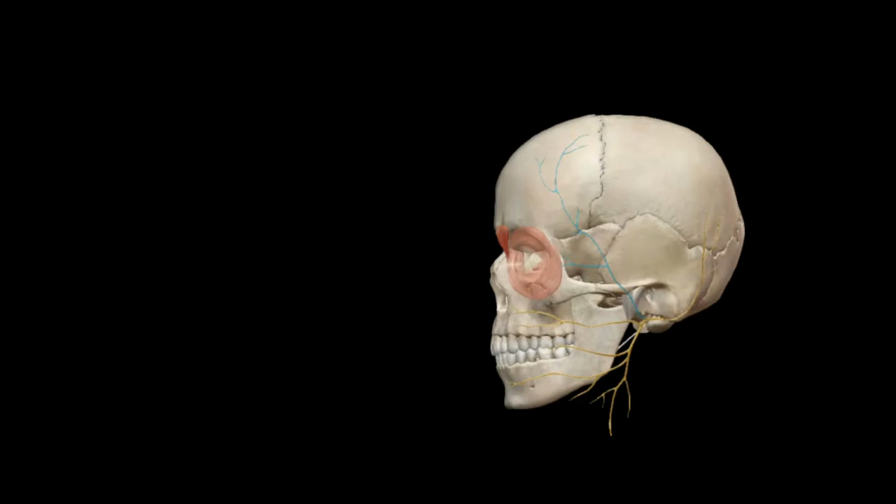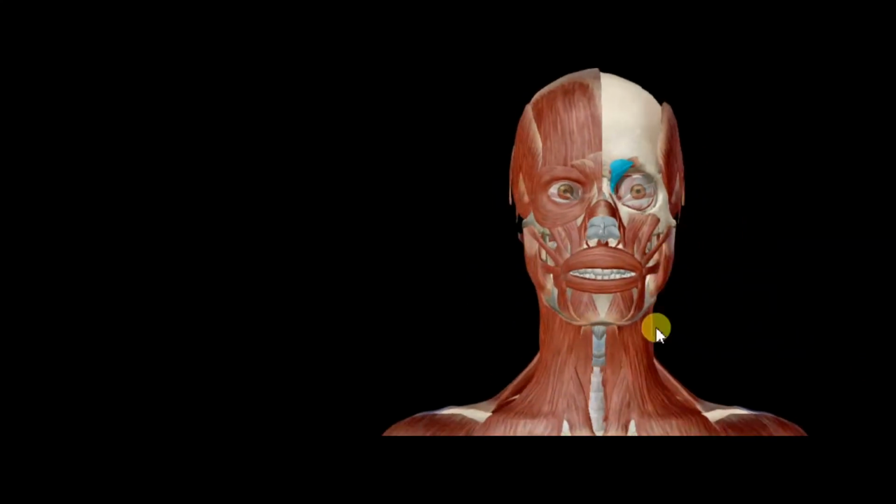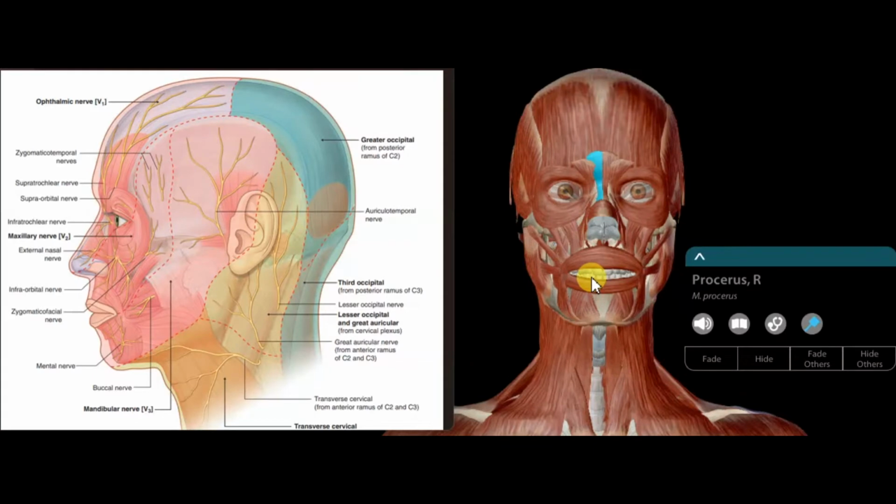Okay, let's go back. In the nasal group, the first one is the procerus muscle. This muscle is innervated by the temporal and the lower zygomatic branches of the facial nerve. The second one, the transverse portion of the nasalis, is innervated by the buccal branch of the facial nerve.